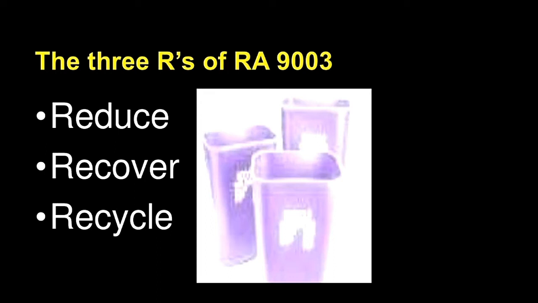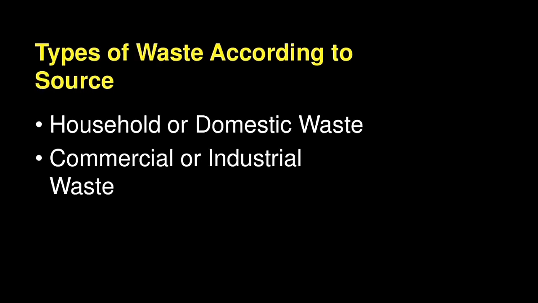Okay guys, so here is some review on what we were talking about a while ago. The 3 R's of RA 9003 are reduce, recover, and recycle. And the types of waste according to source: household or domestic waste, commercial waste, or industrial waste.